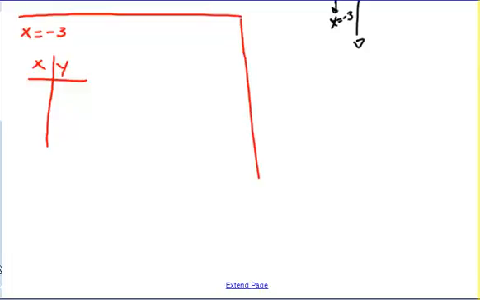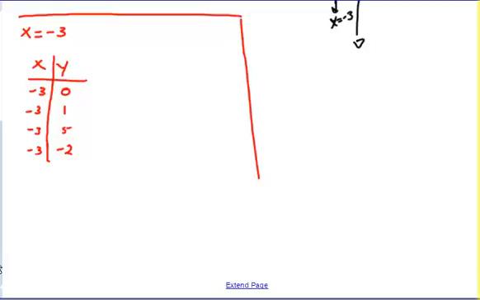Let's make some values for Y. How about 0? When Y is 0, what's X? So look at the equation. Okay, -3. When Y is 1, what is X? Wait a second. Why is it -3 both times? There's not even a Y in there. When I go plug it in, it doesn't go anywhere. I just keep -3. Okay. When Y is 5, what's X? How about a -2 for Y? What's X?